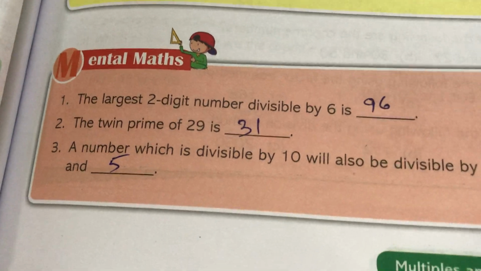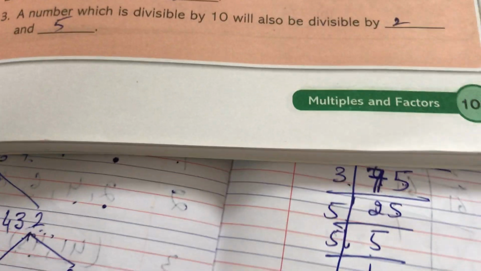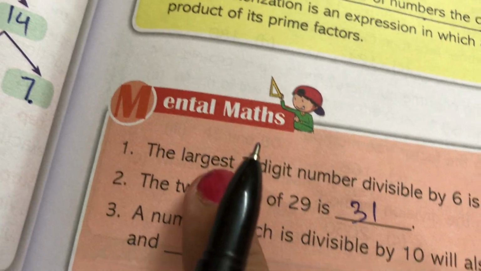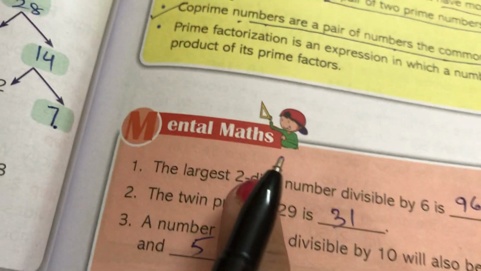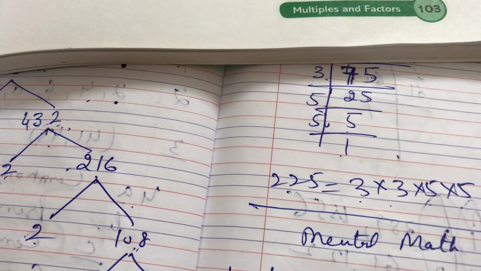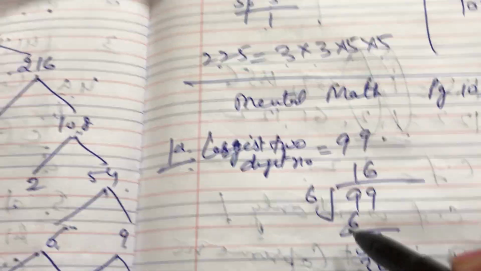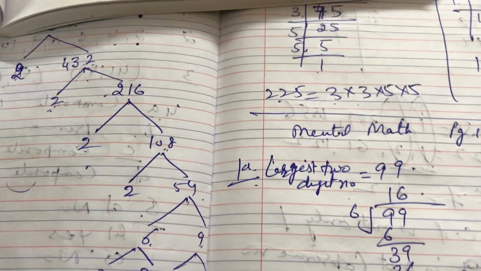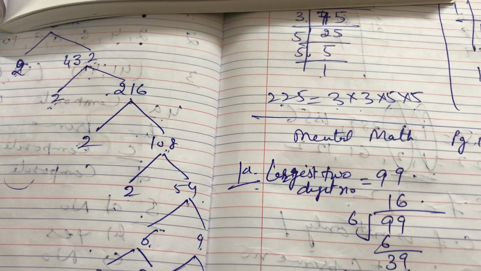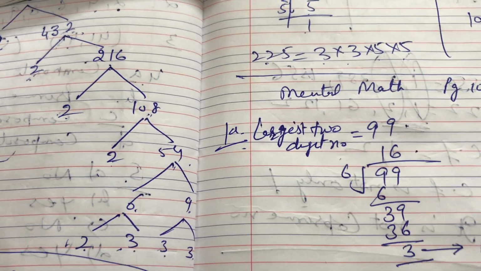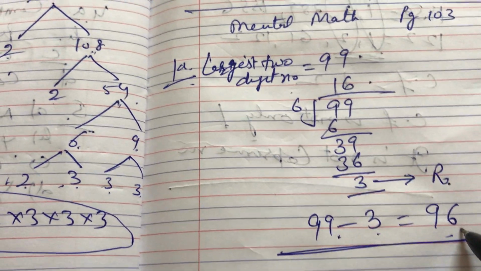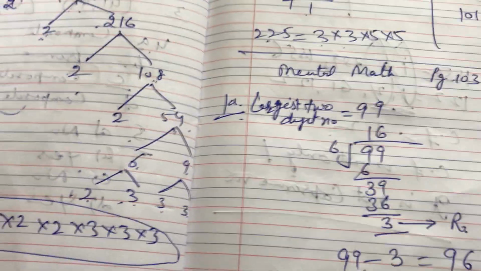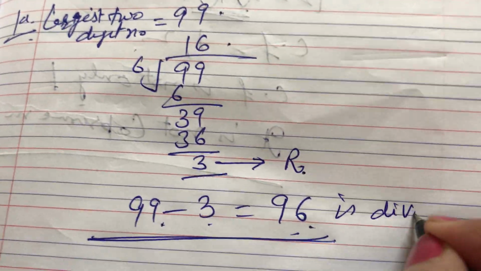Now see the mental math exercise. The largest 2-digit number divisible by 6 is blank. As we know, the largest 2-digit number is 99. Divide it by 6 and you get the quotient 16 and remainder 3. From 99 you subtract 3, the number is 96, which is divisible by 6.